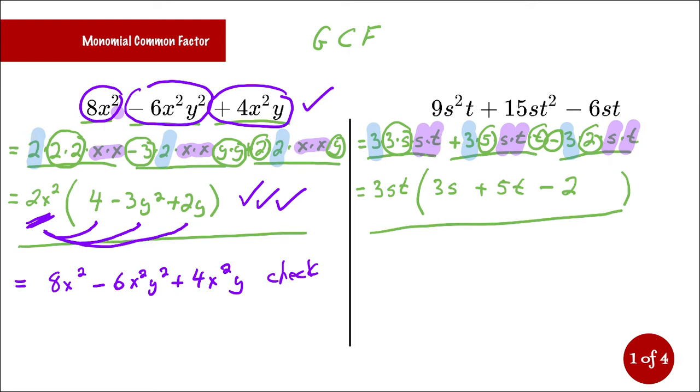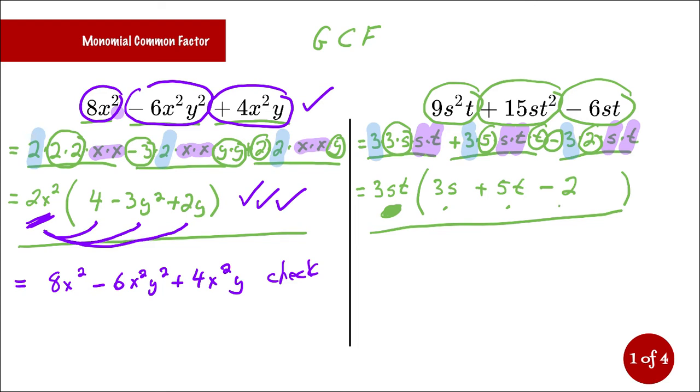Again, to get this, once you've found your greatest common factor, what you're doing is taking each of the terms and dividing it by your common factor. So 9st squared divided by the common factor gives you 3s. 15st squared divided by 3st is 5t. And negative 6st divided by 3st is negative 2. I'll check it once more.